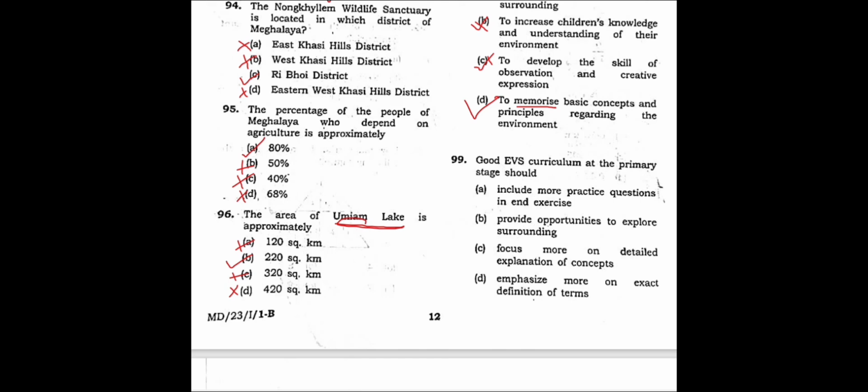Now let us come to question number 99. A good environmental studies curriculum at the primary stage should. Now here we need a positive sentence. The positive sentence will be the answer here because they have not used the word not. Good EVS curriculum at the primary stage should include more practice questions and exercises. Not the correct option. Focus more on detailed explanation. We don't focus much on explanations either. Definition also becomes a negative word when we are talking in the broad concept of the process of teaching and learning. The only correct option here is to provide opportunities to explore the surroundings.